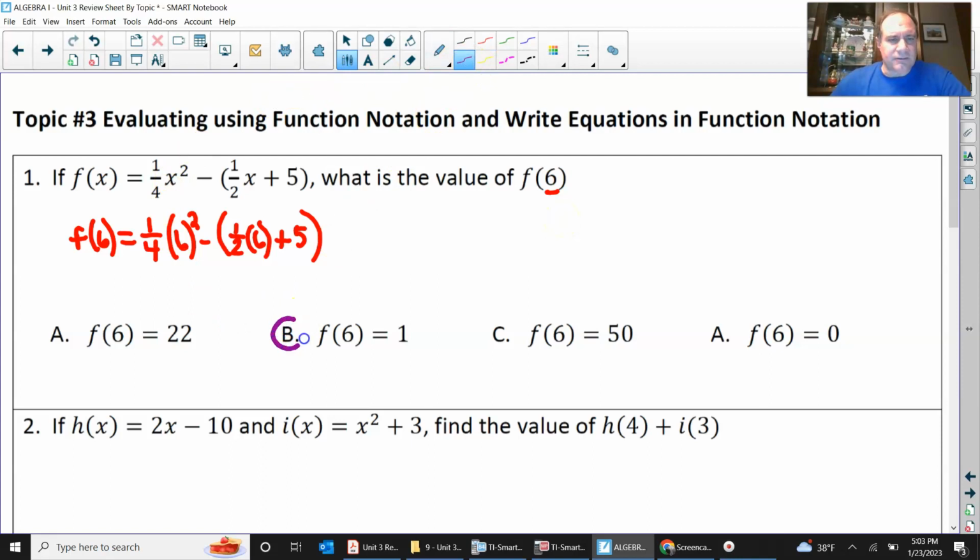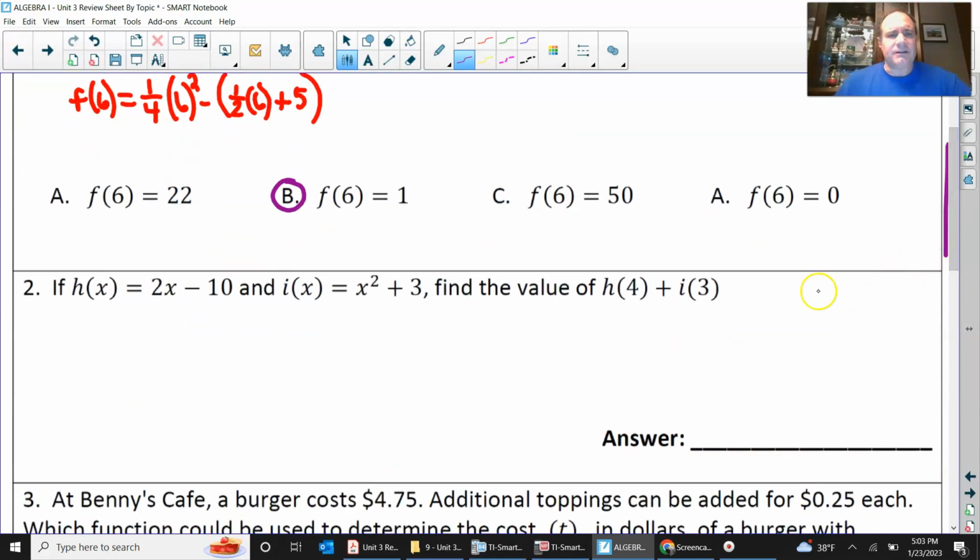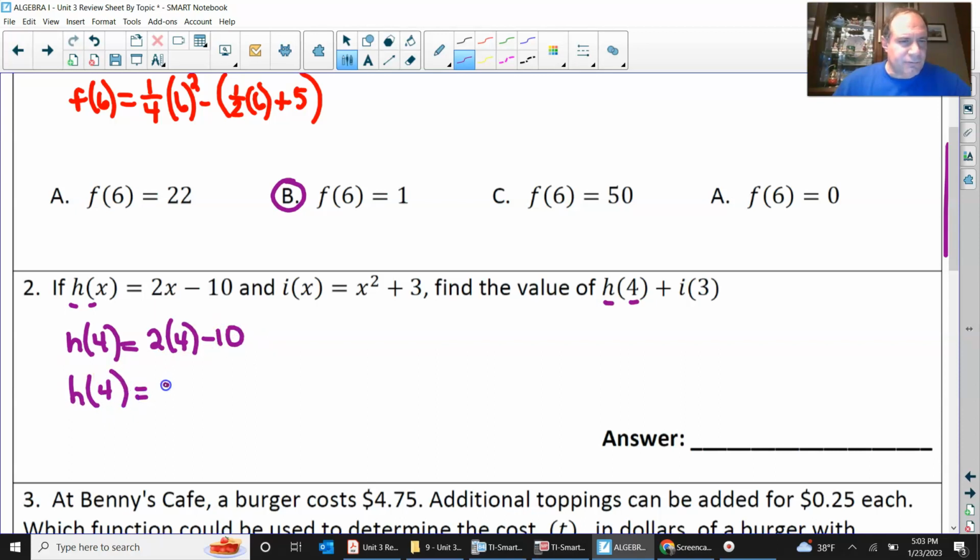When x is 6, y is 1. You get that right from the calculator. This one, you really don't need the calculator, but h of 4, that's this h of x. So I'm going to just do h of 4 equals 2 times 4 minus 10. That's 8 minus 10. H of 4 is negative 2.